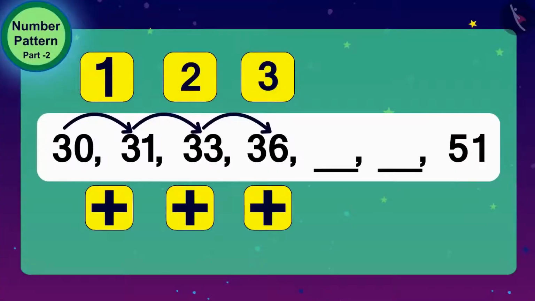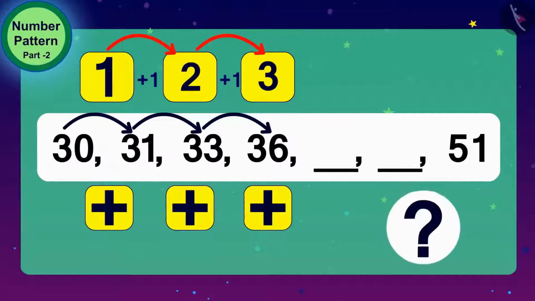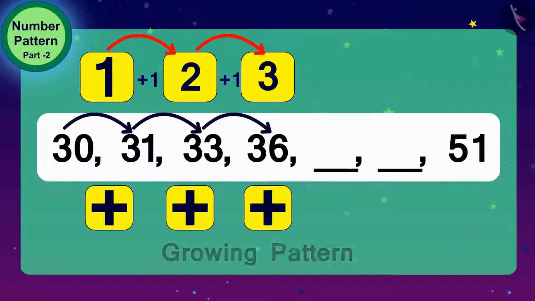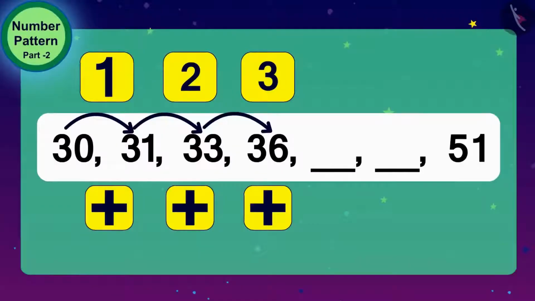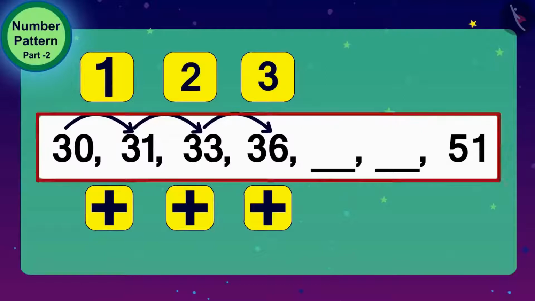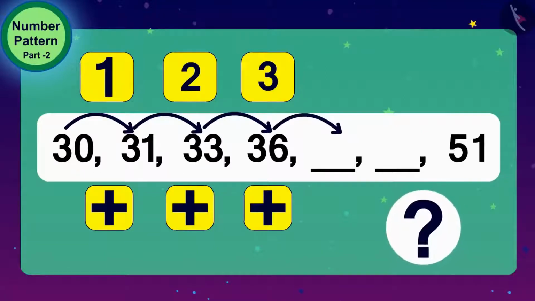Children, you can see that the number being added every time is increasing by 1 to get the next number in this number pattern. So, what kind of pattern is this number pattern? Quite rightly, this number pattern is a growing pattern. So, what do we need to do now to pursue this number pattern?